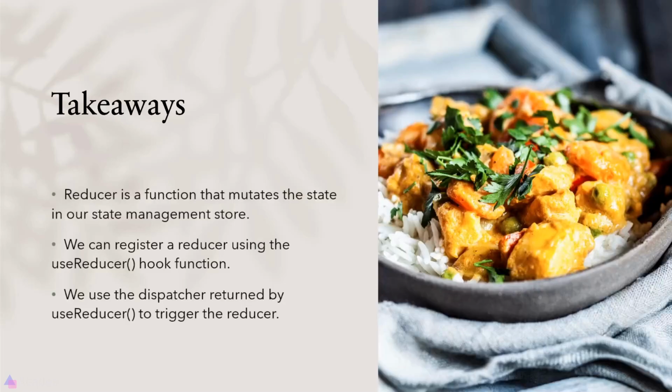Alright, key takeaways for this lesson. A reducer is a function that mutates the state in our state management store. We can register a reducer using the useReducer hook function. We use the dispatcher function returned by the useReducer hook to trigger the reducer. That's it for now, and I'll see you again in the next video.